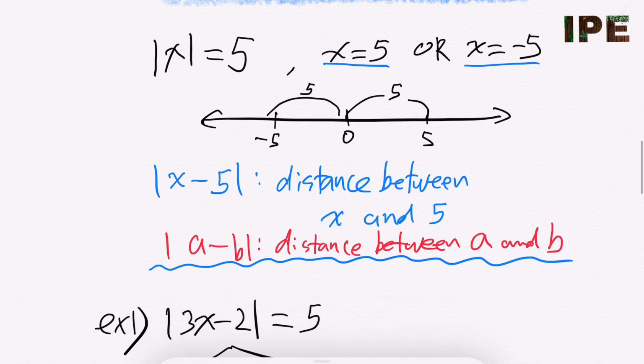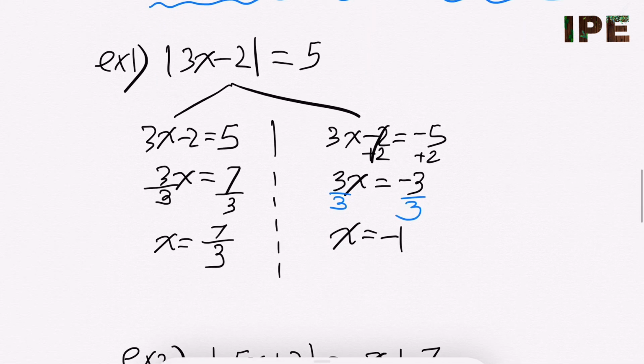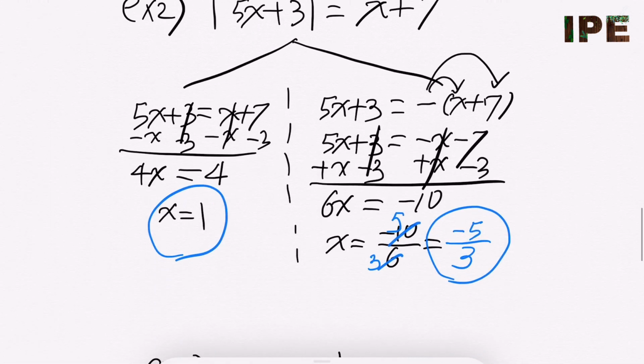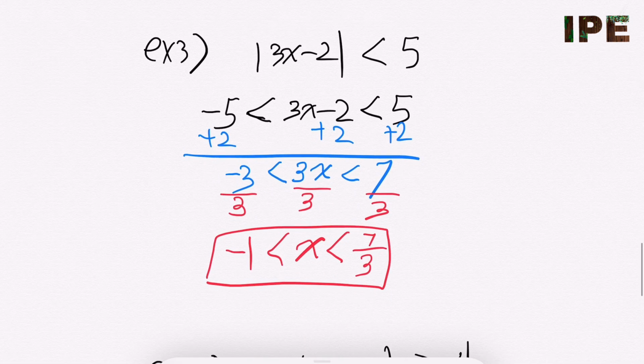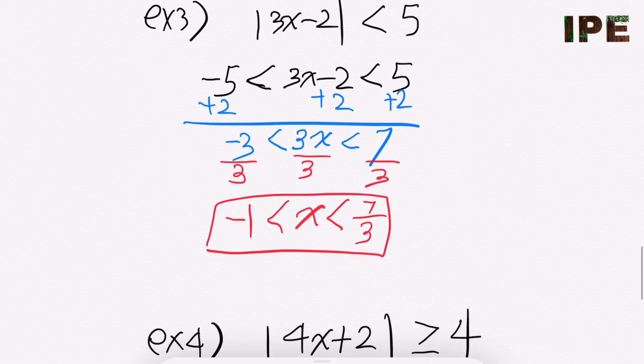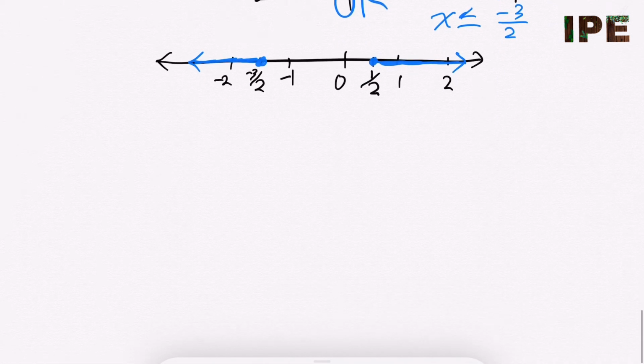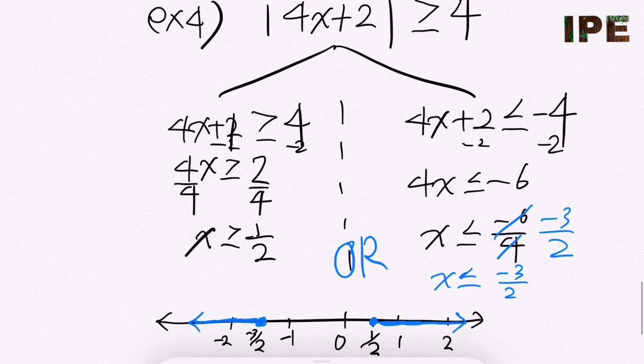And I explained how to solve an absolute value equation. I gave two examples like this. And then I explained how to solve absolute value inequalities. Okay, the less than a number problem and the greater than a number problem.